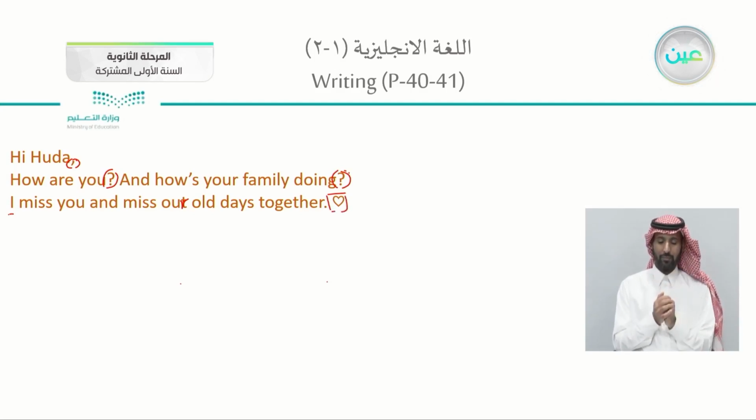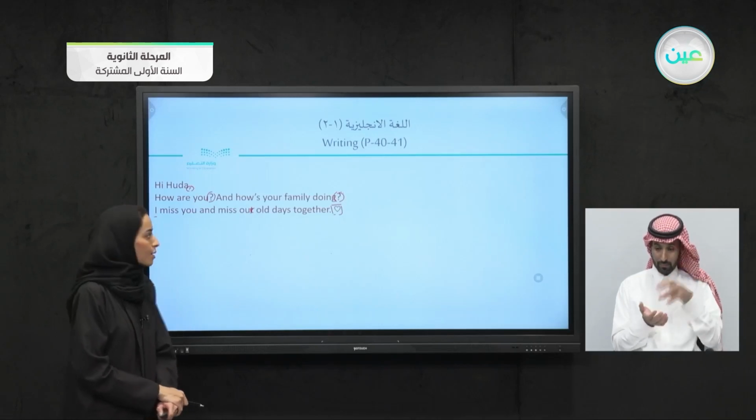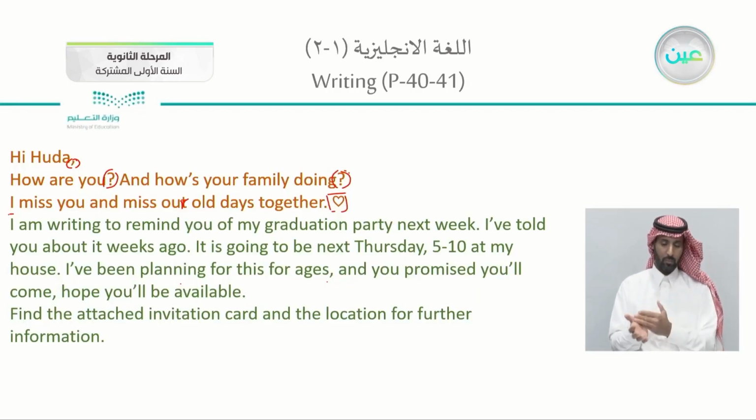Okay, the following idea, which is the content of the email. Next, I am writing to remind you of my graduation party next week. I have told you about it weeks ago. It's going to be next Thursday, 5 to 10 at my house. I have been planning for this for ages, and you promised you will come. Hope you will be available then. Find the attached invitation card and the location for further information.